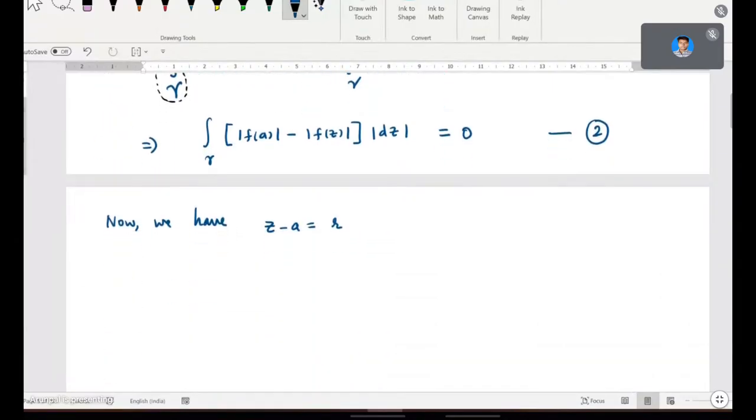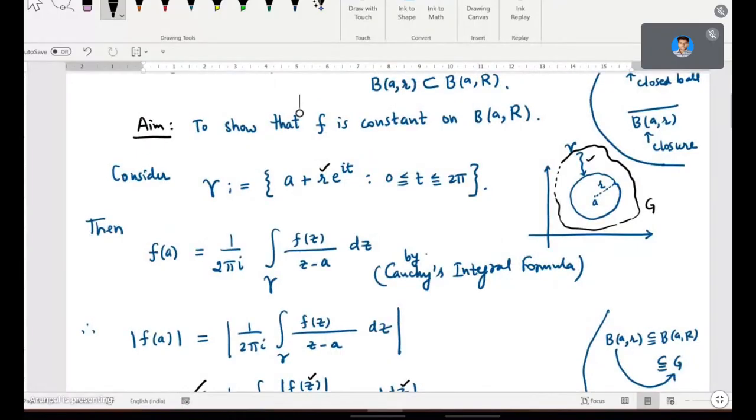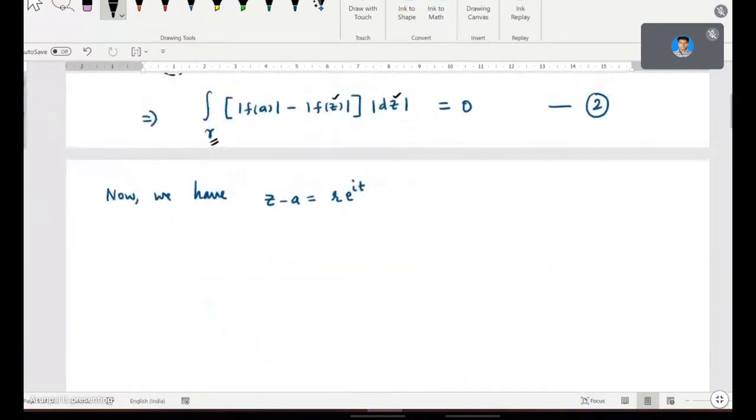So now we have this equal to r e^(it), class, because I am talking of these z's. Class, these z's are on this circle gamma. So the equation of this circle is that any point on this circle is this. This is any z on this circle. Is this okay, class? So now we have z minus a is equal to r e^(it). This implies that, class, dz will be equal to i r e^(it) dt. Is this okay?